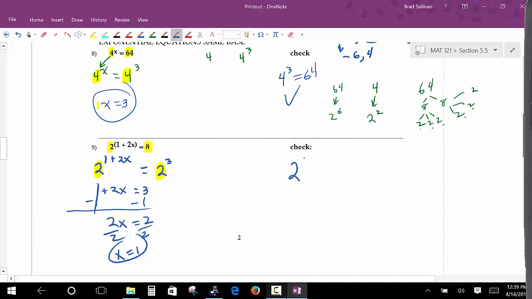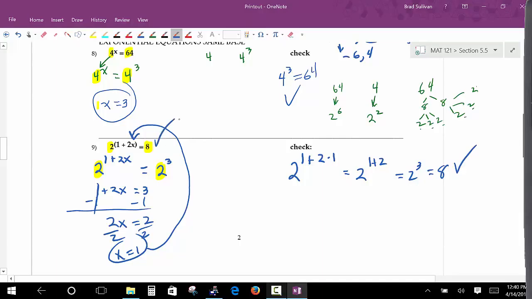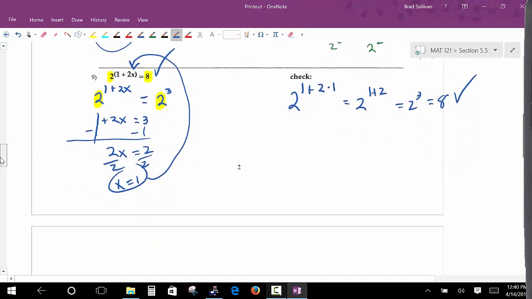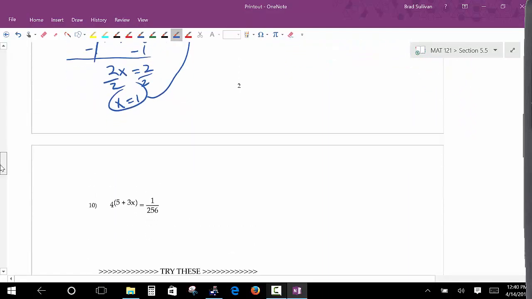Then when you check this, you would just say 2 to the 1 plus 2 times 1, because I'm plugging that in right there. So that is 2 to the 1 plus 2, that's 2 to the third, which is equal to 8, and that's what it's supposed to be, right? So that's why it's the answer. So you want to go through on these equations and verify that you have a right answer. Any questions so far? Okay. All right, this next one's a little harder.